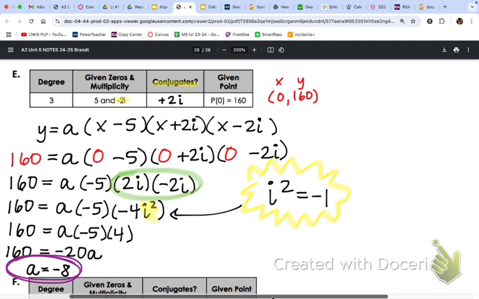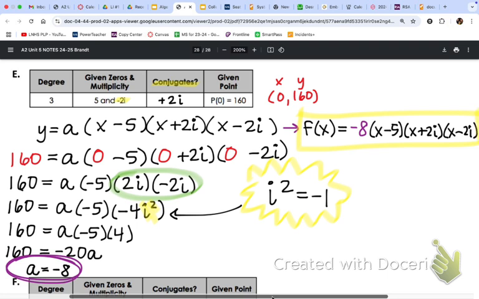There it is. Okay, so now you just need to put it in final factored form. So we're going to use f of x. f of x is equal to negative 8, and then all the rest of the stuff you already know, right? x minus 5, x plus 2i, x minus 2i. Easy. I know it's weird and it's been a while since you dealt with i's like that, but it's good for you. We're going to skip F for now, and I maybe will come back and talk about it tomorrow.